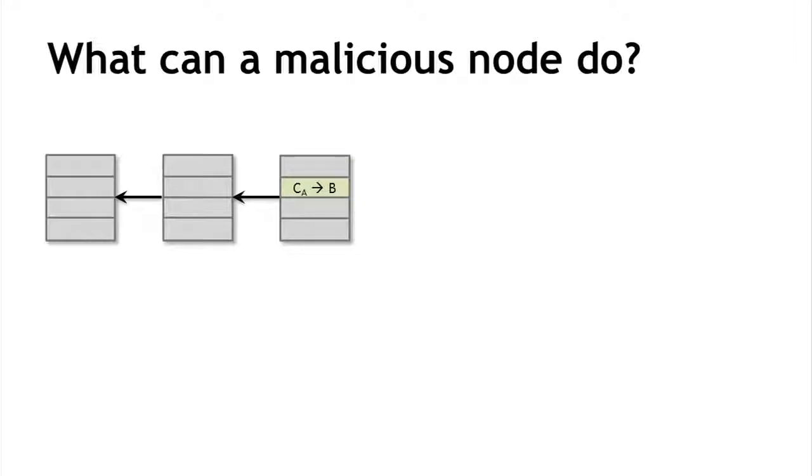So what is going on here? There is this block that was created by an honest node that contains a transaction that represents a payment from Alice to the merchant Bob. By C subscript A, I mean a coin belonging to Alice, and that is now being sent to Bob's address. Let's zoom into this in a little bit more technical detail.